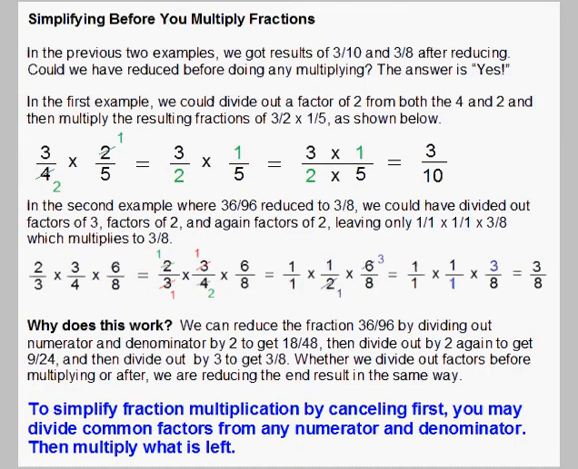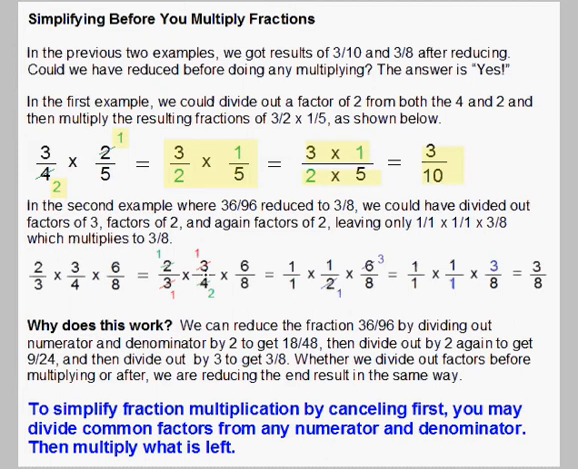In the previous two examples, we got results of 3/10 and 3/8 after reducing. Could we have reduced before doing any multiplying? The answer is yes. Let's look at the first example. We had 3/4 times 2/5. What we can do here is divide a factor of 2 out of 4. 4 divided by 2 is 2. We can divide that same factor of 2 out of 2 to get 1. So then our fraction multiplication becomes 3/2 times 1/5. We then multiply these fractions together, 3 times 1 over 2 times 5, and we get an answer of 3/10, which was our reduced answer.